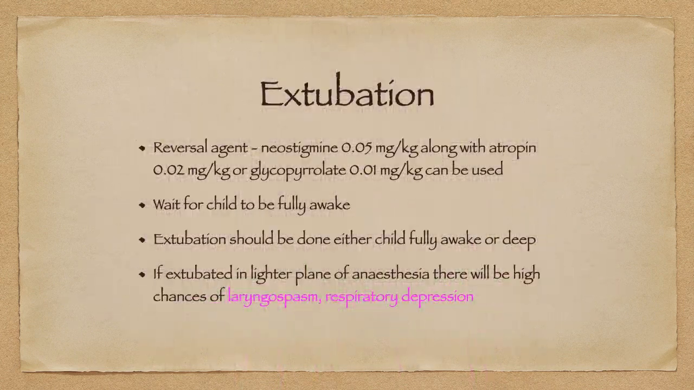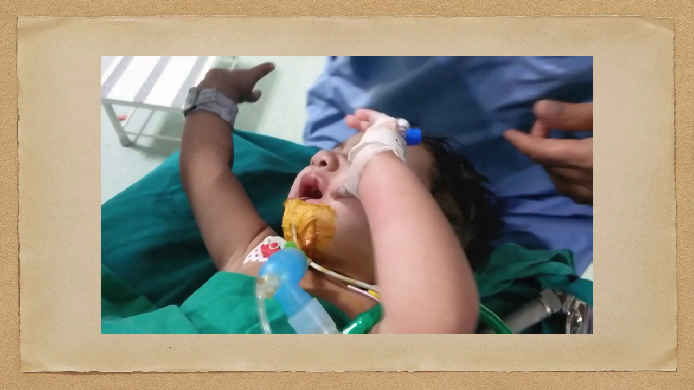Extubation is one of the very important stages. Extubating the child is one of the challenges you face. For reversal, neostigmine with atropine you can add, or neostigmine with glycopyrrolate. Wait for the child to be fully awake. Extubation should be done either when the child is fully awake or deep. If extubation is done in a higher plane of anesthesia, then there is a high chance of laryngospasm and respiratory depression.